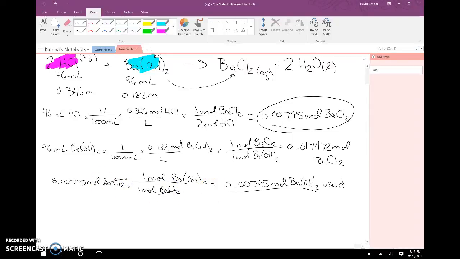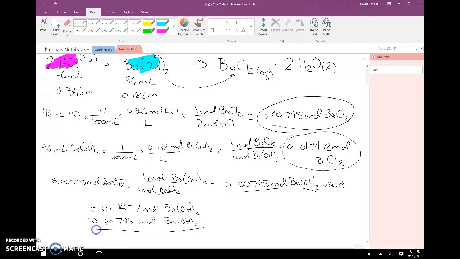Now I just need to figure out how much I had to start with. And that, again, you can go through the whole calculation again, but right here, you can recognize that barium chloride to barium hydroxide is a 1-to-1. So this is also how much barium hydroxide you started with. So I'm going to take the amount that I started with and subtract from that how much I used. And I will be back with your answer.